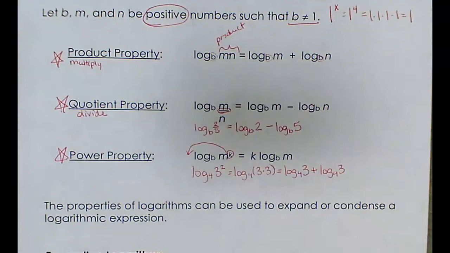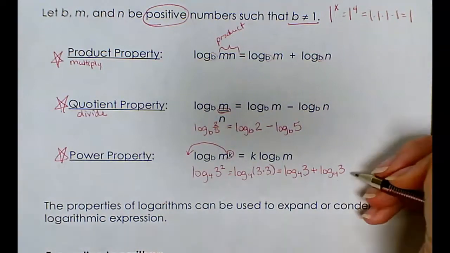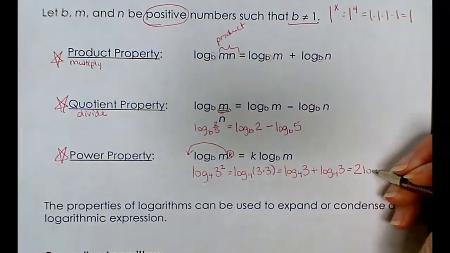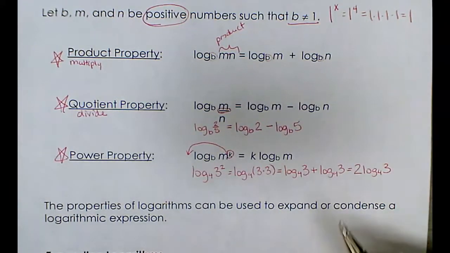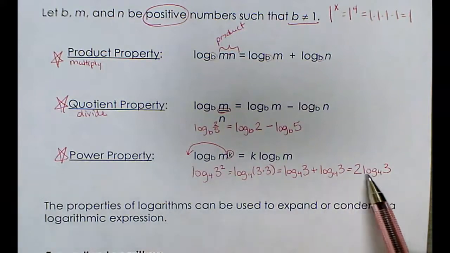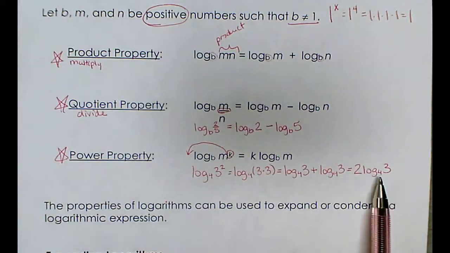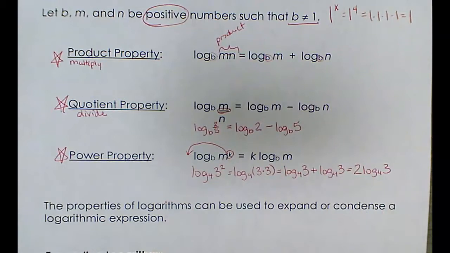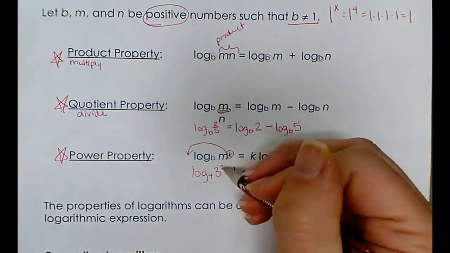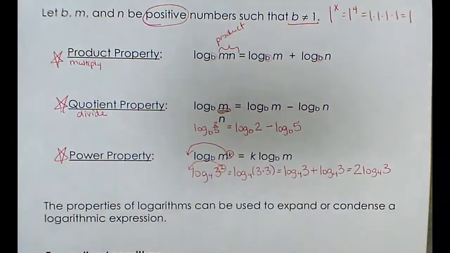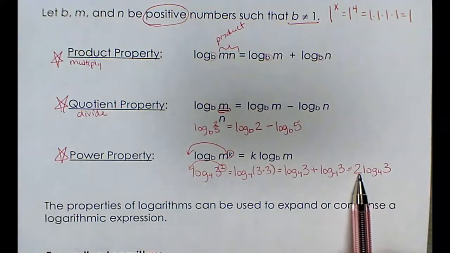Those are exactly the same terms. So how many log base 4s of 3 do I have? I've got 2 of them. It's like adding like terms, like x plus x equals 2x. So the shortcut, instead of going through expanding and combining like terms every time, is just to take the exponent and bring it out in front, because that's how many of these log terms you're going to have.